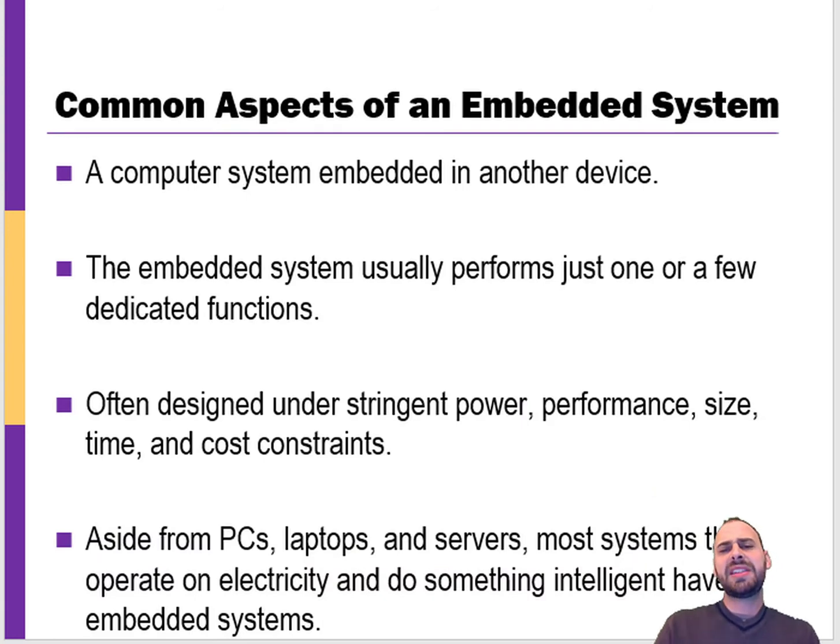Okay. So let's summarize a little bit about what I said, because I kind of threw a whole bunch of things at you. A couple of common aspects of an embedded system. Okay. It's usually a computer system embedded in another device, right? So you're taking some computing functionality and you're embedding it in something. Could be a refrigerator, a microwave, a car, a traffic light, a projector, a lock, right? Where you're taking a computer system and embedding it in something else.